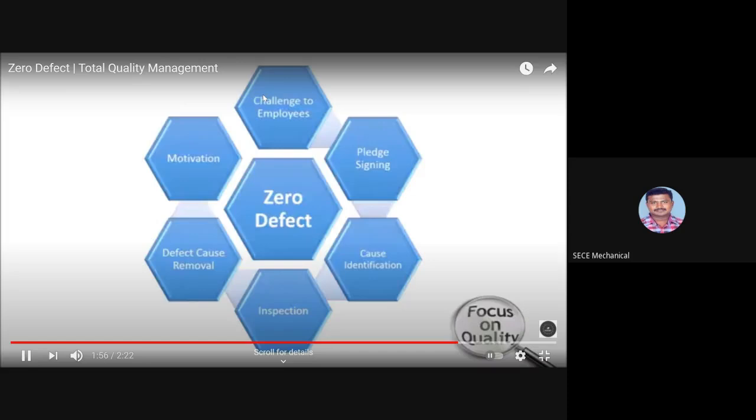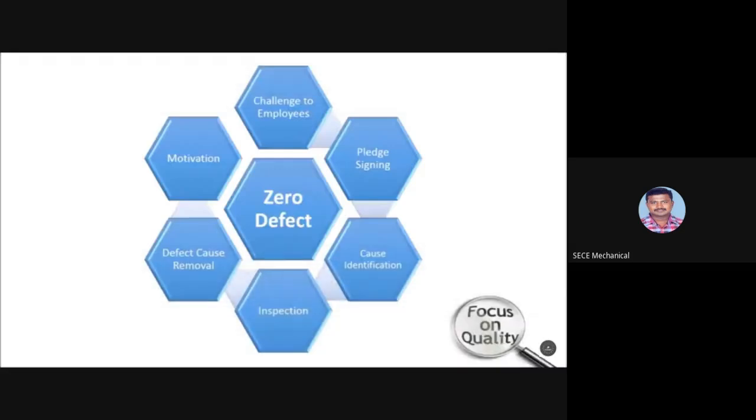Sixth and the final step is to motivate. Management must provide motivation to all the employees working in that organization. Employees who are not motivated cannot achieve the desired goal and can produce defects in the products. This can ruin the zero defect program.